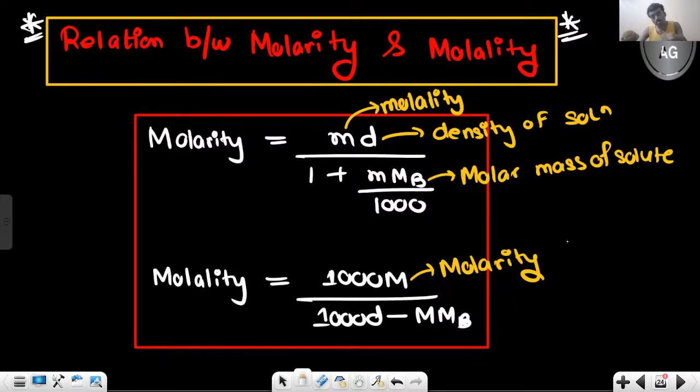Now you can modify this formula to find m also. If you do not want to do that, you can just remember the second formula: 1000 M divided by 1000 D minus M M_B. If you don't want to remember, it's fine because it's coming from the first formula only. So the formula you need to remember is molarity equals M D by 1 plus m M_B by 1000. This is the relation between molarity and molality.